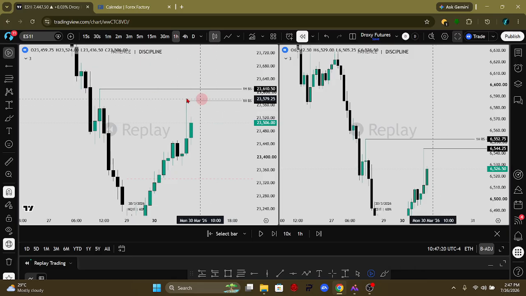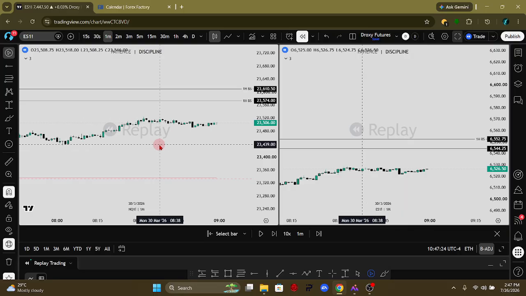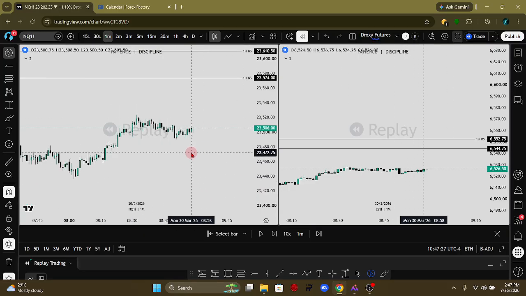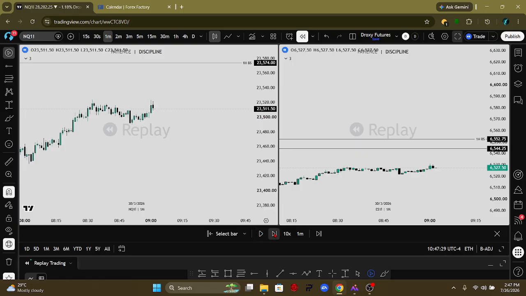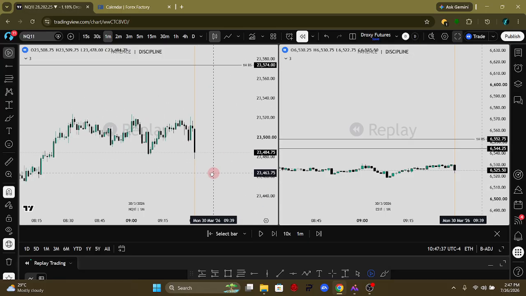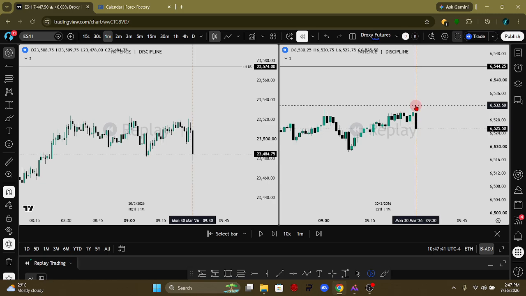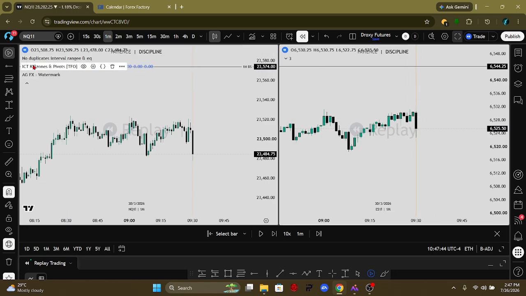So I mark my liquidity levels, then I wait for what? I wait for 9:30. So you just have to wait for 9:30. On my chart, I have an indicator that marks this for me. This thing here, it's from the ICT key zones and pivot indicator.